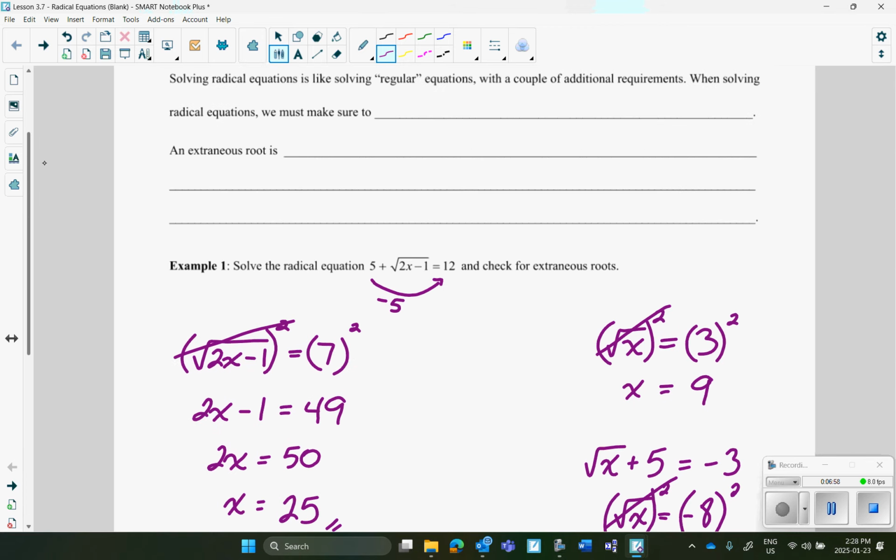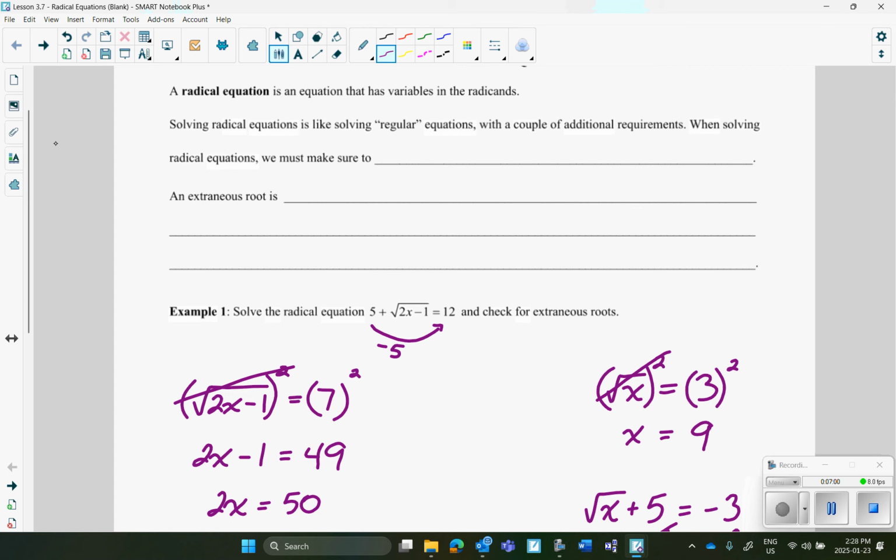Don't worry. Anyway, let's go back up here. So when solving radical equations, we must make sure to, I can't even remember what I wrote in there. What did I write in there? Oh, yes. Identify whether solutions are extraneous.